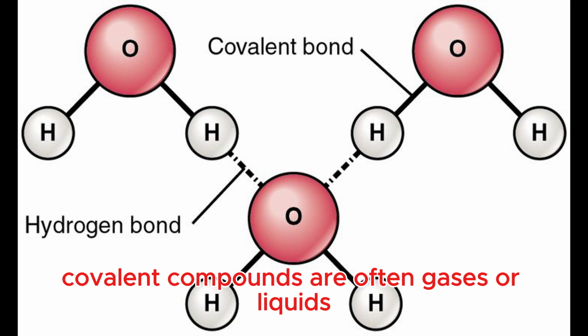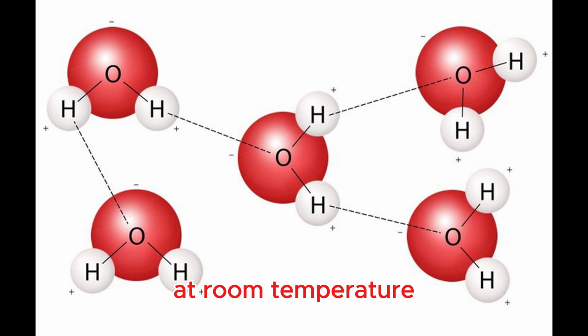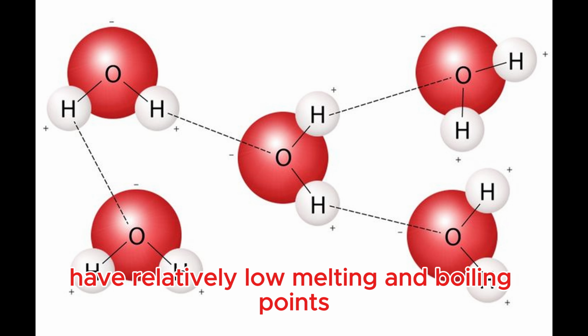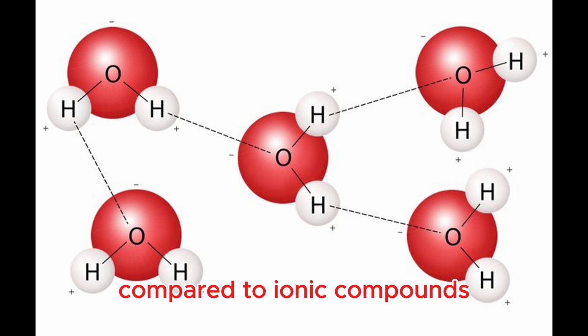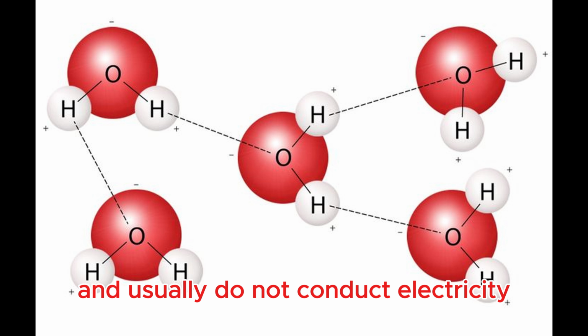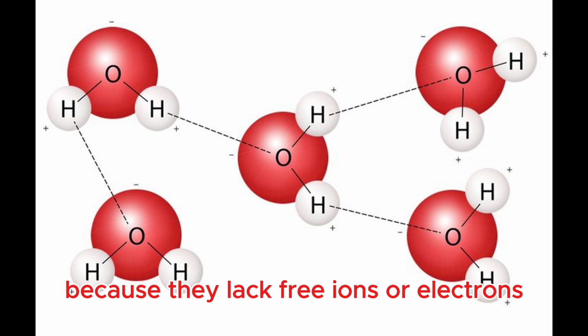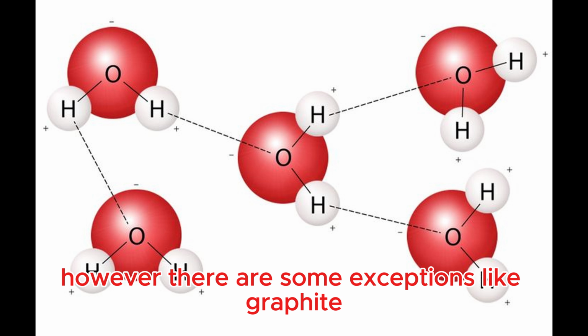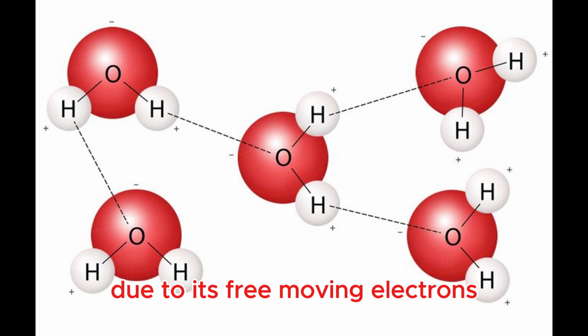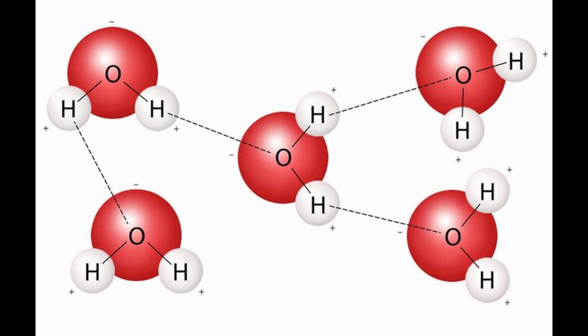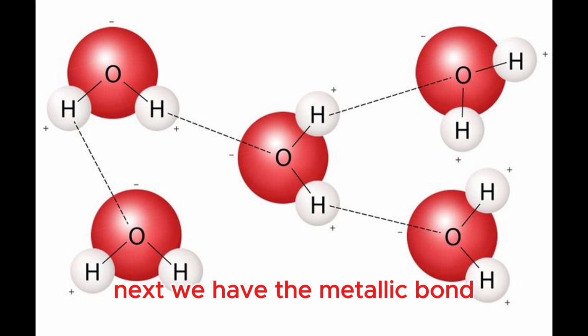Covalent compounds are often gases or liquids at room temperature, have relatively low melting and boiling points compared to ionic compounds, and usually do not conduct electricity because they lack free ions or electrons. However, there are some exceptions like graphite, which conducts electricity due to its free-moving electrons. Next, we have the metallic bond.